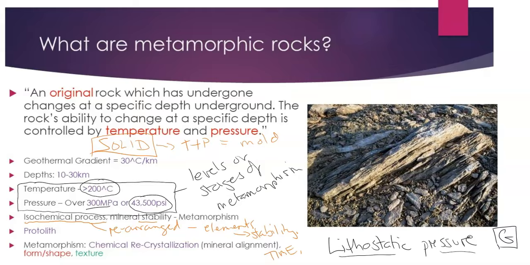And this would create what's called a recrystallization process within the rock going through metamorphism, which means that the minerals will be aligned or rearranged, and that would change the form or the shape, and that could also dictate the texture, the appearance and the coarseness of the surface of that rock can change.